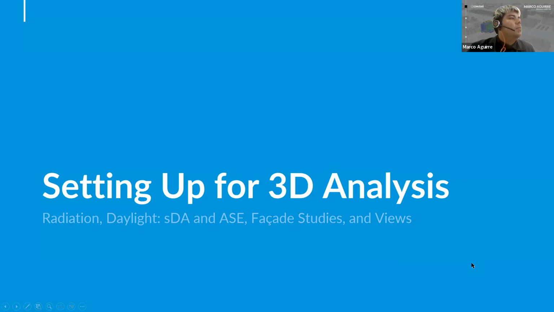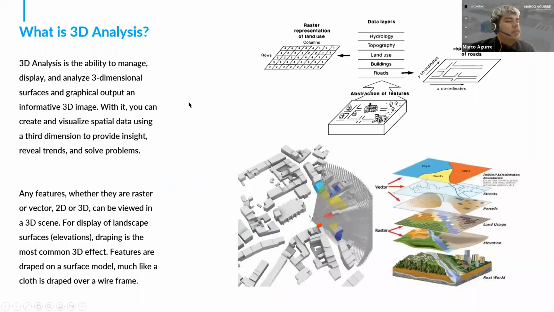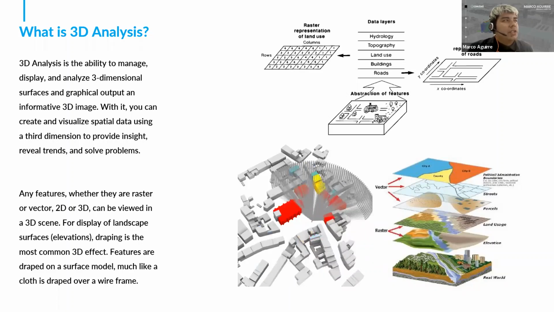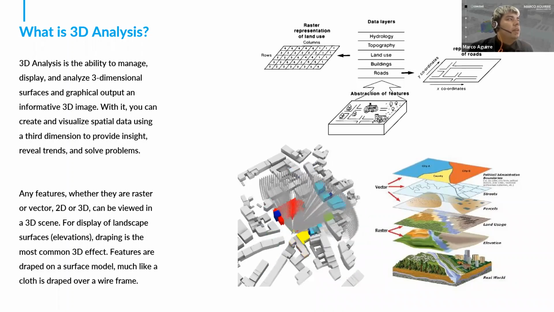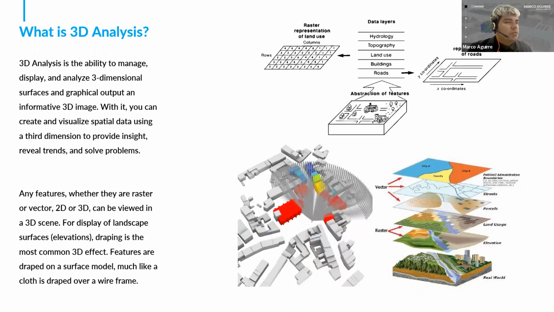Cool. So with that introduction, let's go into actually setting up a 3D analysis. I've talked a little bit about what performance analysis is, and that's just a computer model to recreate the conditions of your environment. But when we're specifically looking at a 3D analysis, we're trying to figure out how to analyze a 3-dimensional surface and also output a three-dimensional image, which will help communicate some sort of spatial data.